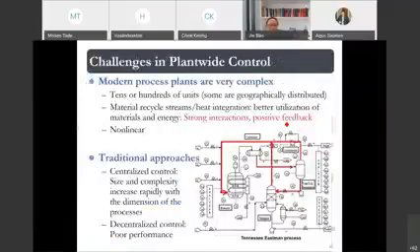Now let's start a topic on the distributed model predictive control. Let me start with some challenges in plant-wide control. We know that if you look at a chemical process, typically they have many process units interacting with each other through the mass, energy, and mass and energy flows. And in that case, what you need to do is to control the entire process, which is called plant-wide control.